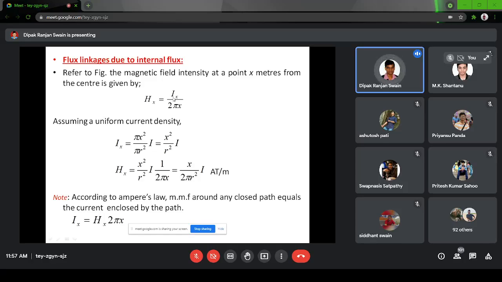So if I put that value of Ix in this formula of Hx, Hx will be given as x square by r square into I by 2 pi x. So that is x by 2 pi r square into I.